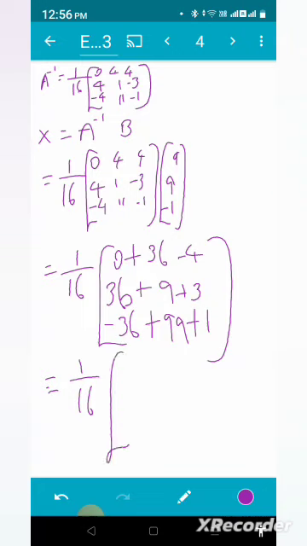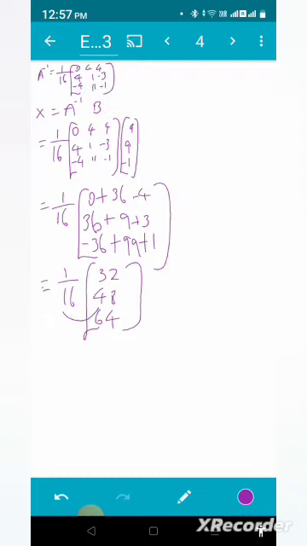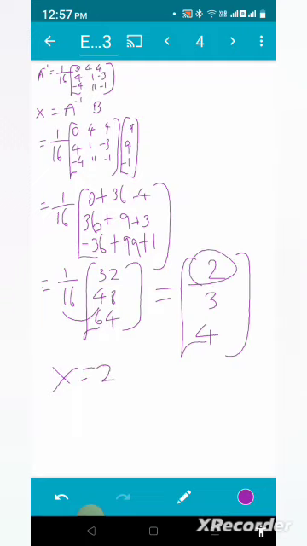36 minus 4, that is 32. Then adding these values we get 48. Then we solve this, we get 64 here. So this is divided by 16, and we get the values 2, 3, 4. So x is equal to 2, y is equal to 3, z is equal to 4.